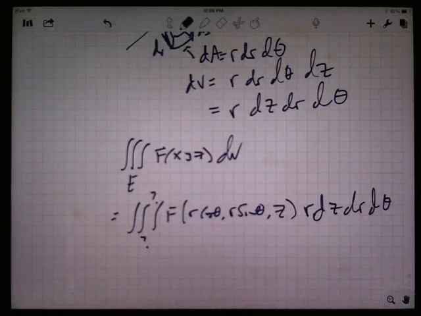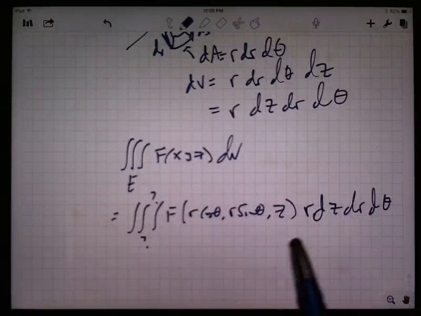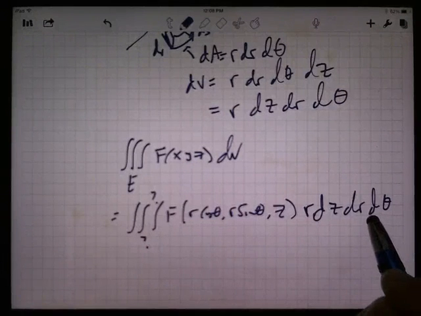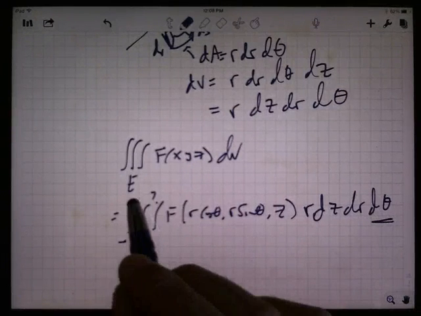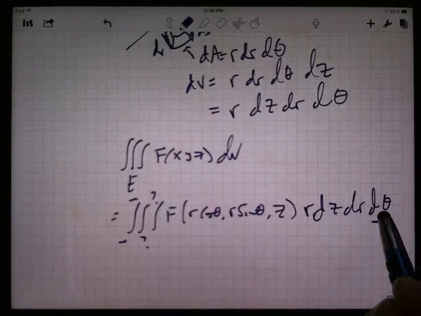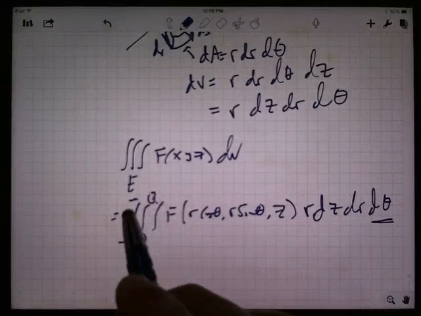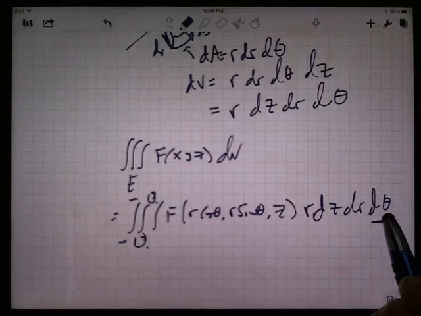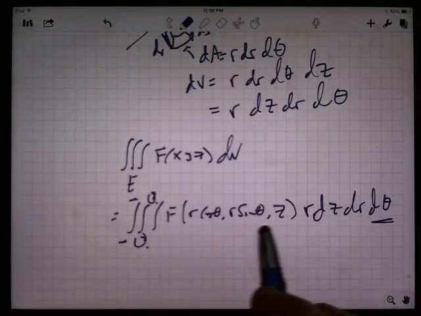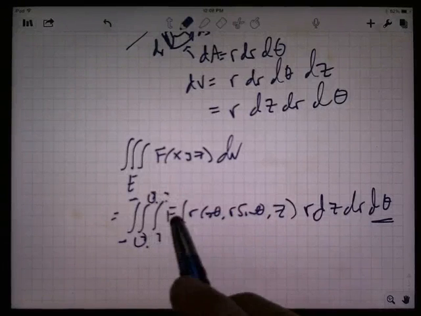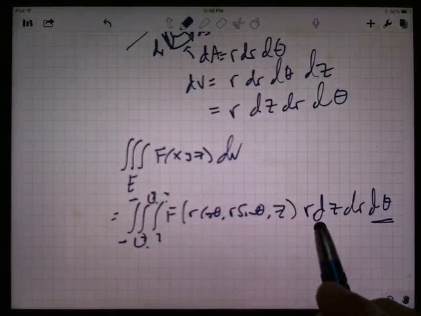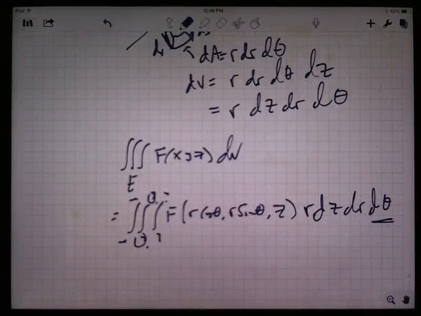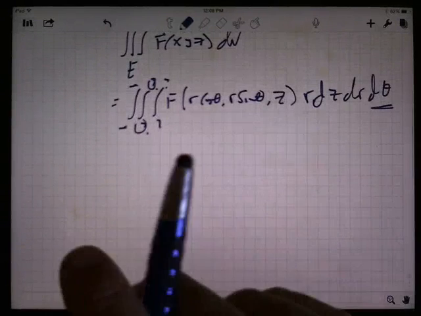And like x, y, and z, when you set this up as an iterated integral, the outside integral, these limits have to be constants. The next ones in have to be functions maybe of that variable. Or constants. And then the inside limits could be functions of both of those two variables, or they could be constant. Okay. Let's do an example here.